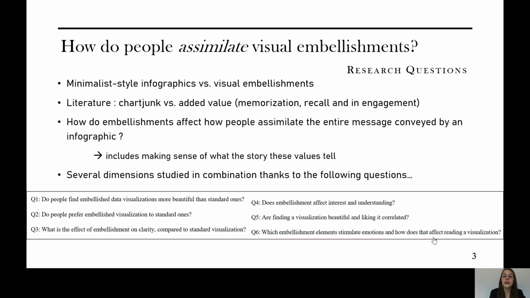The literature considers it as adjunct or as an added value in terms of memorization, recall, and engagement. Less is known about how people make sense of the story these data tell. I will call this process assimilation in this presentation. We consider assimilation along several dimensions explored in the questions you can read here. Our goal is to propose a study combining all these elements and also showing relationships between the different questions.